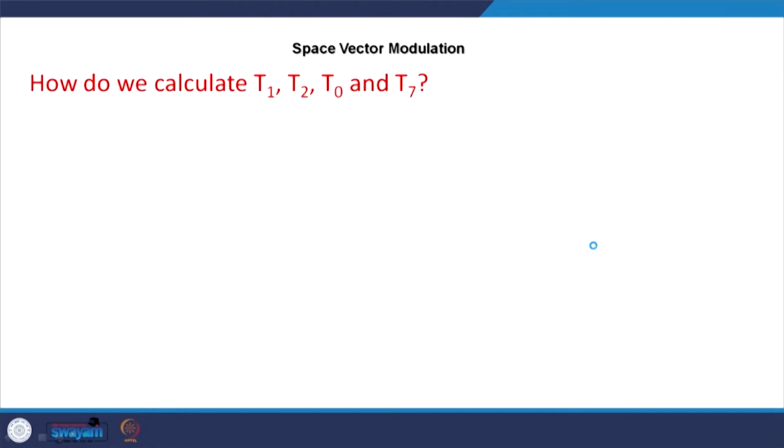This is the way this space vector modulation, 2 level space vector modulation works. So, now the question is how to compute or calculate the value of these times T1, T2, T0 and T7. Generally T0 and T7 have the same value, it is just put at the end or at the beginning of the switching cycle.